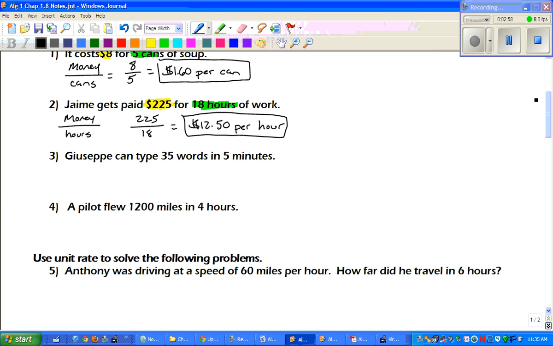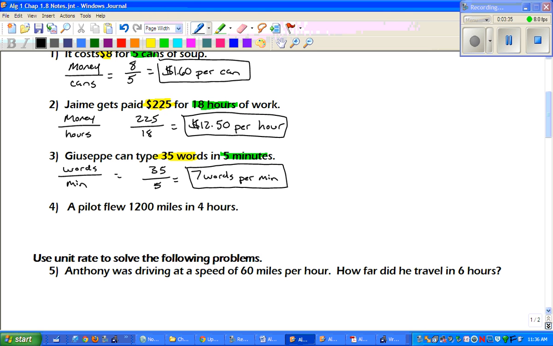All right, Giuseppe can type 35 words in 5 minutes. So we're going to go words over minutes. So we get 35 over 5. No calculator for that one. 35 divided by 5 gives us 7 words per minute. Now don't be making fun of Giuseppe because he can only type 7 words per minute. Maybe he's just learning. Okay?